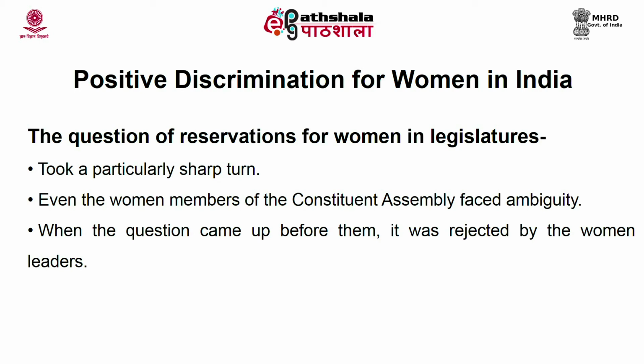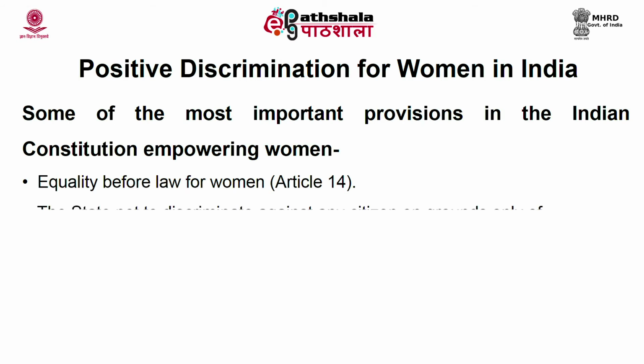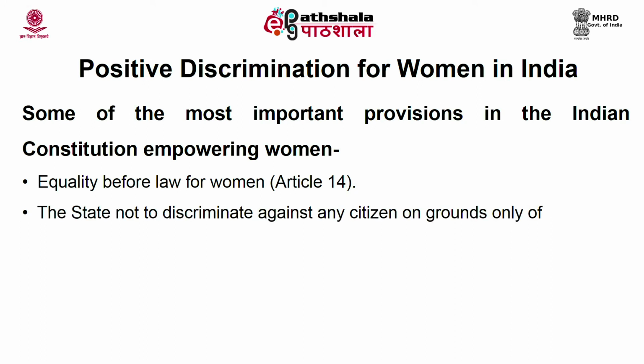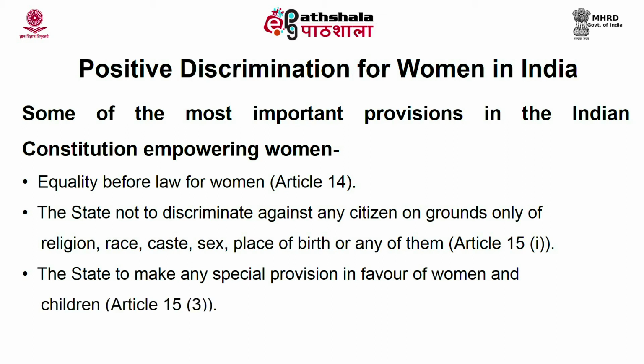As women in India face dual discrimination and exploitation based on caste as well as gender, to erase these dual identity-based atrocities, the Indian Constitution empowers women through many privileges. A few of the most important provisions in this regard include: first, equality before law for women through Article 14. Second, the state not to discriminate against any citizen on grounds only of religion, race, caste, sex, place of birth, or any of them, Article 15.1. Third, the state to make any special provision in favor of women and children, Article 15.3.